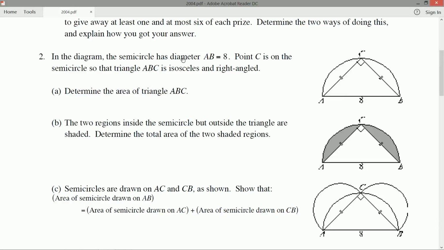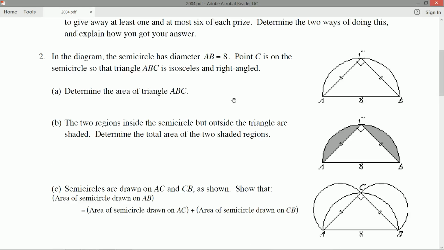In the diagram, the semicircle has diameter AB equal to 8. Okay, you can sort of make that out. Point C is on the semicircle, so the triangle ABC is isosceles and right angled. Okay? It's true that any point we picked would make a right angle, but having the isosceles condition that AC is equal to BC, that's quite unique. Determine the area of triangle ABC. So that's the first thing we have to do.